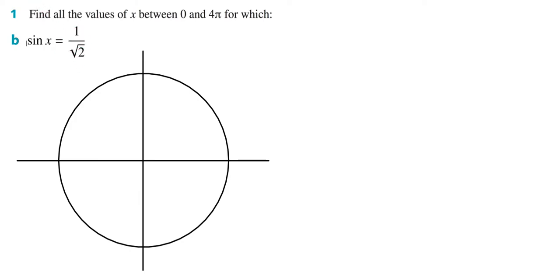Now, some of us might be initially thrown by this 1 over the square root of 2. You may have memorized instead the square root of 2 over 2. And this is just the rationalized form, so don't freak out too much about that.